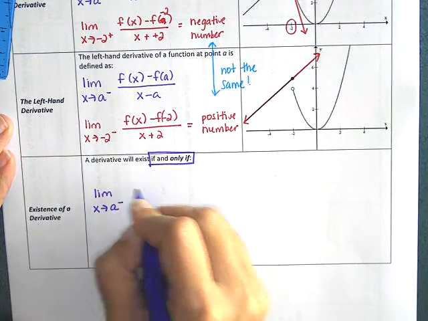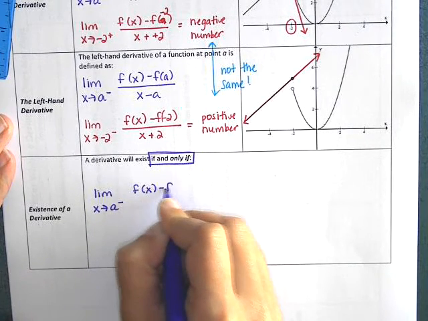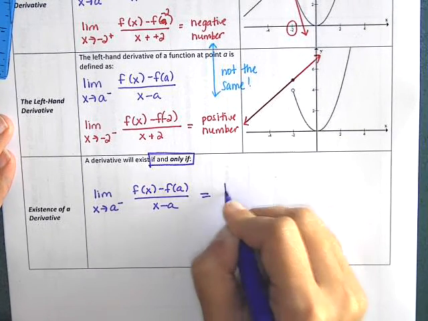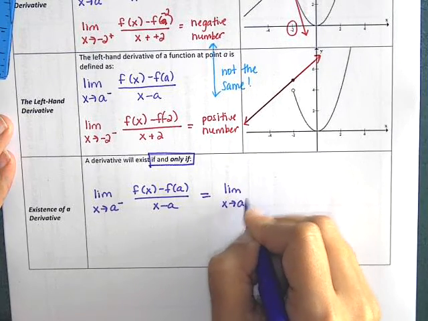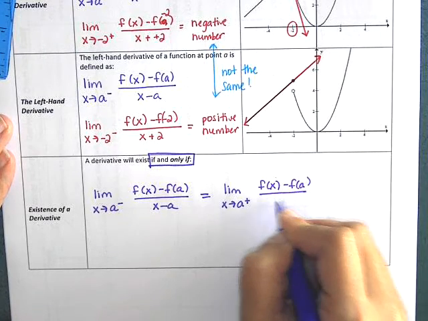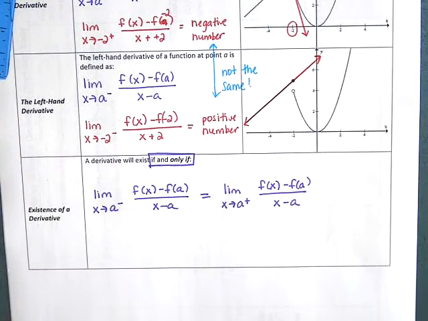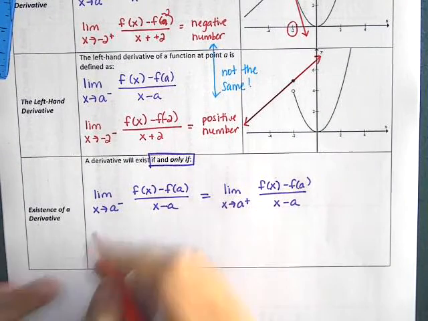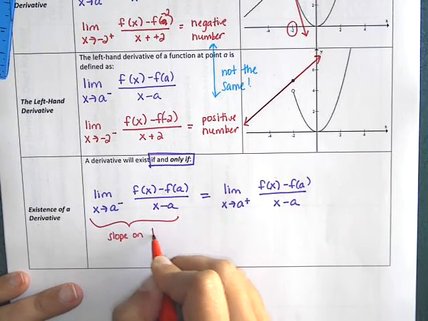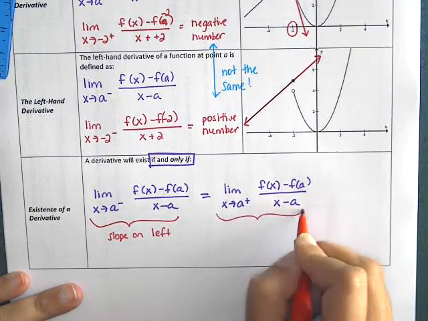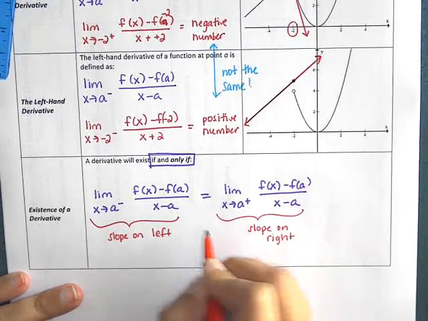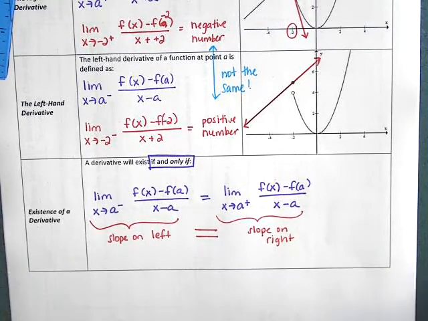So what we say is that a derivative will exist if and only if the limit as x approaches a from the left of f of x minus f of a all over x minus a is equal to the limit as x approaches a from the right of f of x minus f of a all over x minus a. In other words, they will only exist if the slope on the left and the slope on the right are equal to each other. They must be equal.